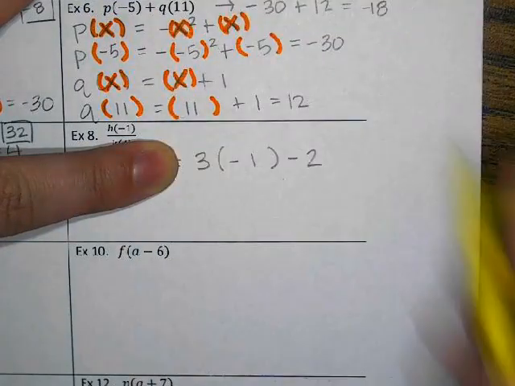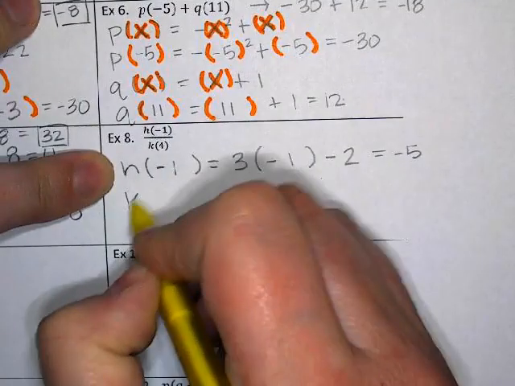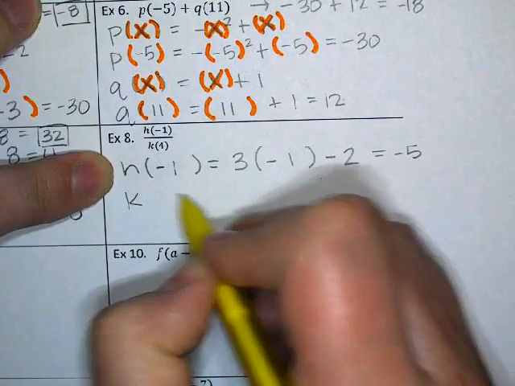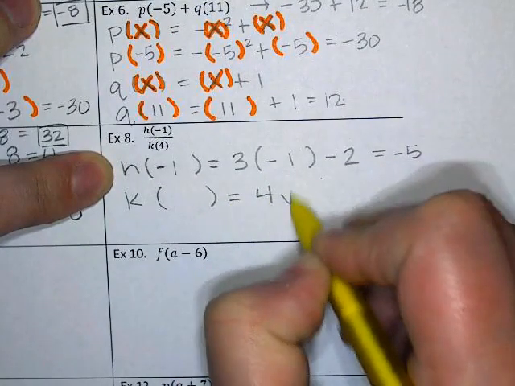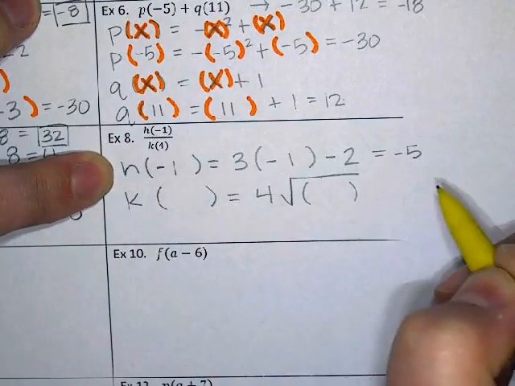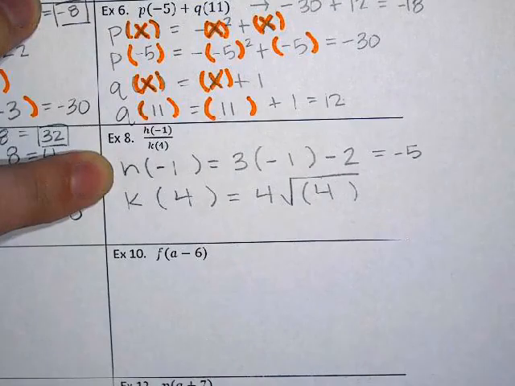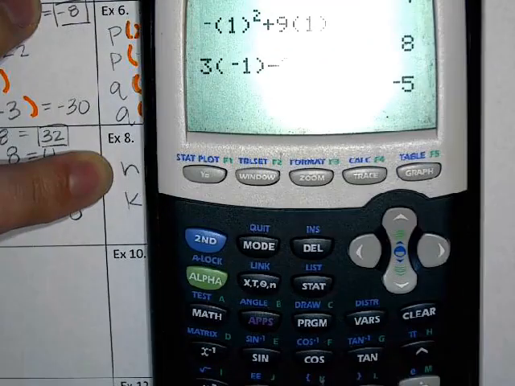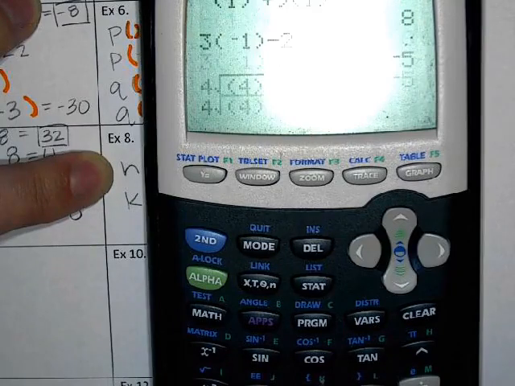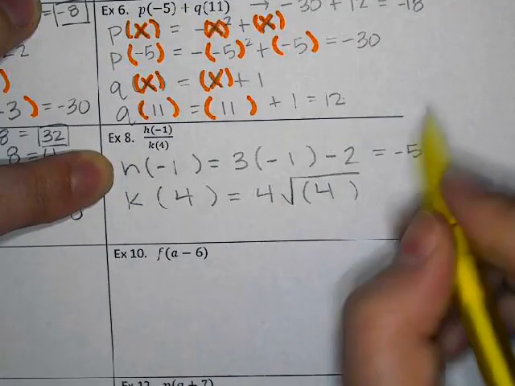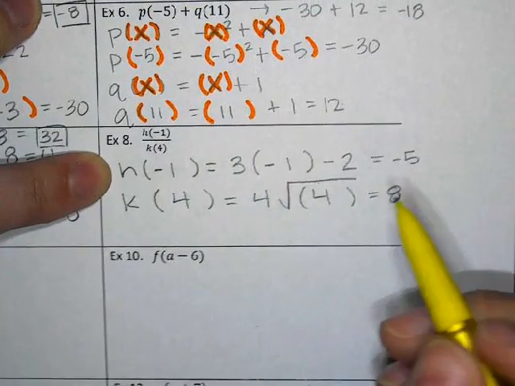Okay. K of 4, so I'm going to use k of x. K of x is 4 times the square root of x. And I'm plugging into k the number 4. So in the calculator, I'm going to have 4 times the square root of 4, which is 8. So I'm going to have the fraction where negative 5 is on the top and 8 is on the bottom.